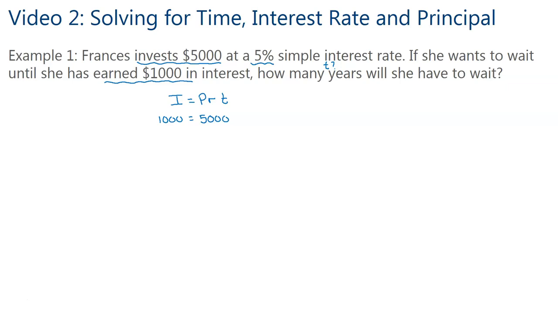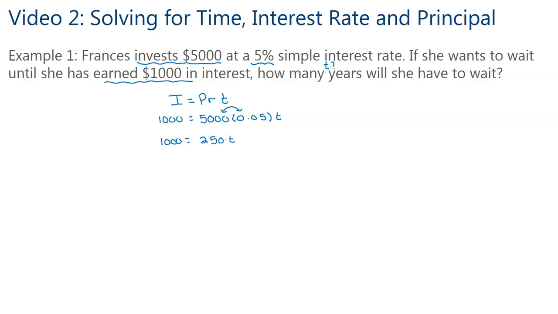And we do need to change that to a decimal. So dividing that by 100, I get 0.05. And T we'll leave as T because that's what we're looking for. So to start, we will multiply these two values together. So 5,000 times 0.05 is 250.